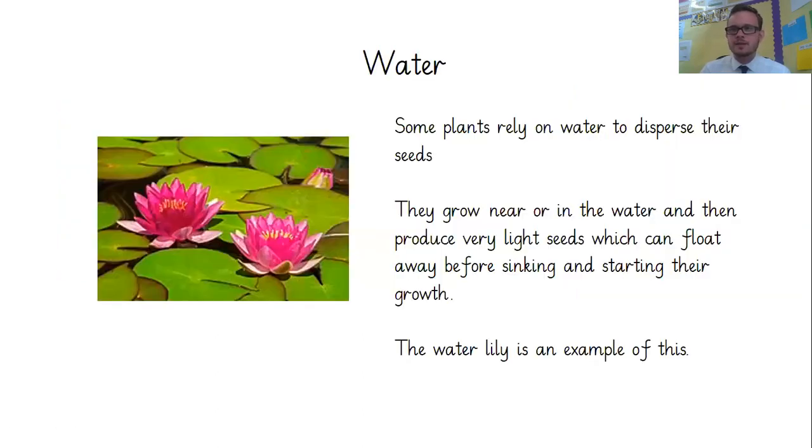So, the ways that seeds are dispersed. Well, some seeds can be dispersed through water. When you think about water lilies, for example, they grow near the water and then produce very light seeds that float along the water before sinking and starting their own growth. So when you see a lot of plants that are on the water, like a water lily, that's because that's the way that they spread their seeds, using the water, using the surroundings there.